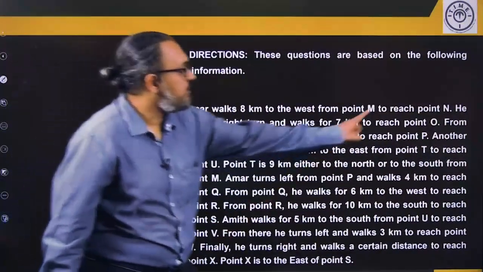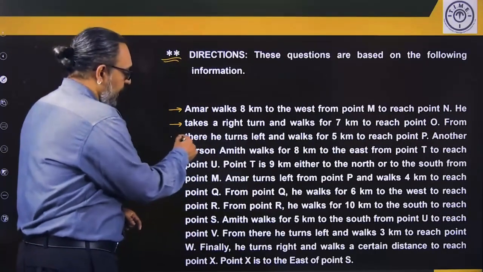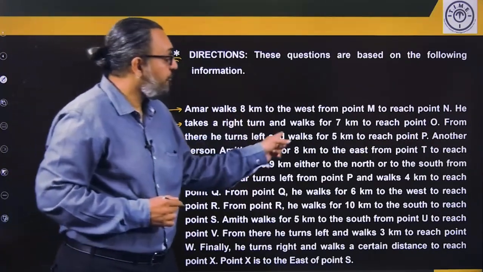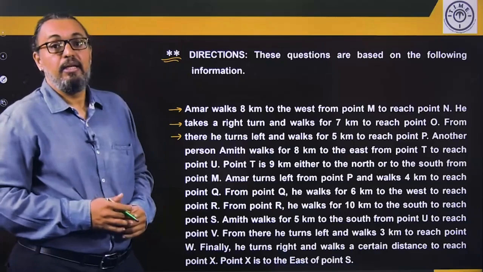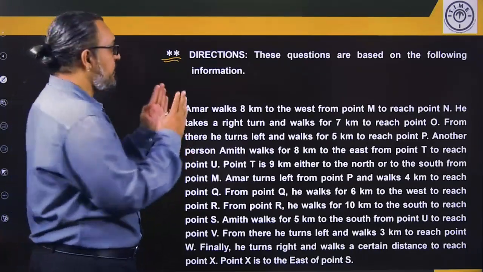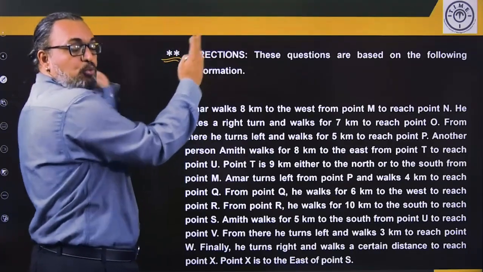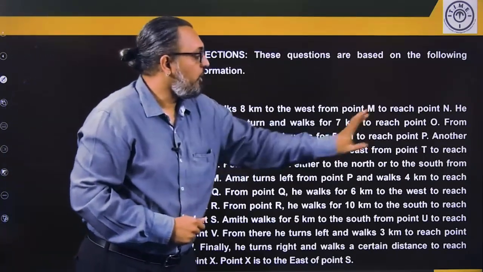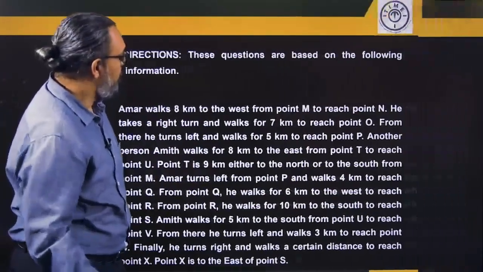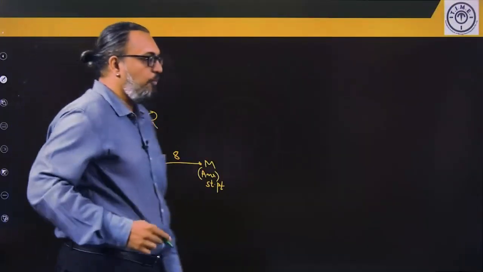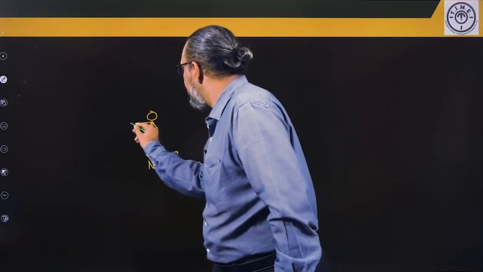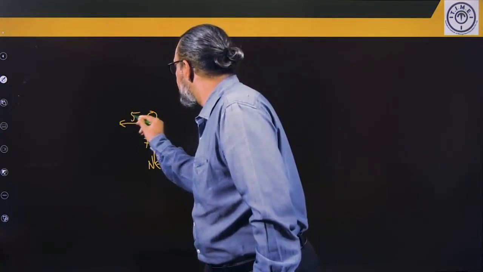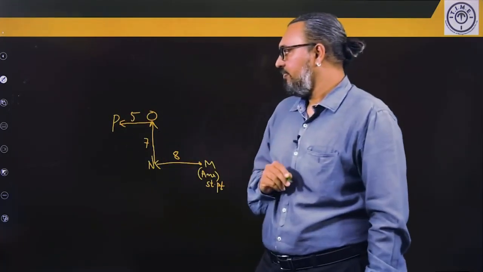Correct? Right. Then further what he says, from there he turns left and walks 5 kilometers to reach P. So from north he turns left. See, if you are moving in the north, left means again towards the west side. So again towards the west he walks 5 kilometers to reach P. Okay. So again from O he turns left and walks 5 kilometers to reach P. Correct? Right.